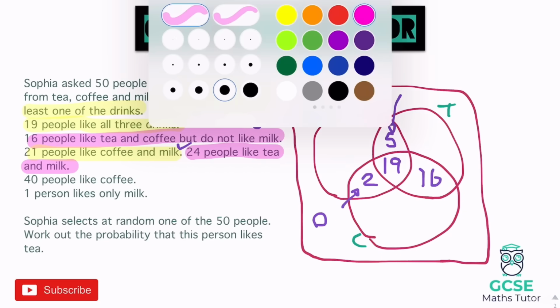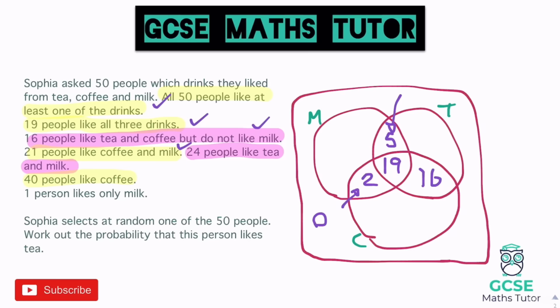On to the next one. We've got 40 people that like coffee. Well, we've already got 3 numbers in our coffee circle there. We've got the 2, we've got the 19, and we've got the 16. So in total, that adds up to, let's have a look, 2 plus 19 is 21, add the 16 is 37, and it says 40 people like coffee, so that's going to be an extra 3 that make that coffee circle up to 40.